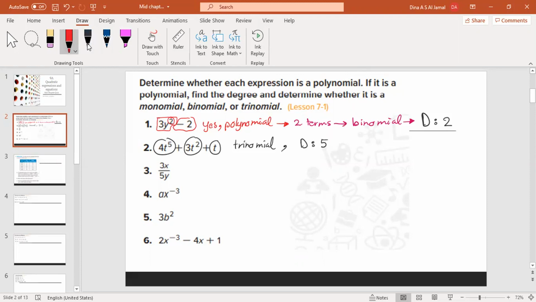Now let's go to this question. Focus with me. 3x over 5y. That means you are having variable down, which will lead that you are having 3 over 5 x y to the power of minus 1. And take care of this. I don't want any negative power, so it's not a polynomial. Now let's go to other question. Now here again, I'm having a negative power. That means it is not a polynomial.